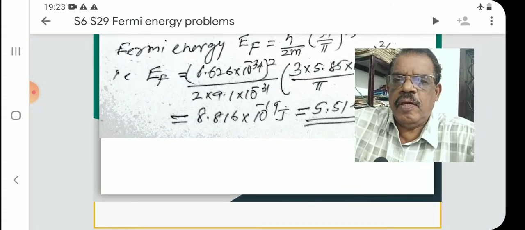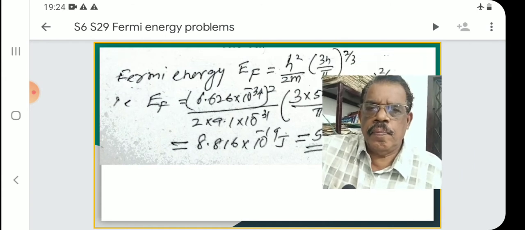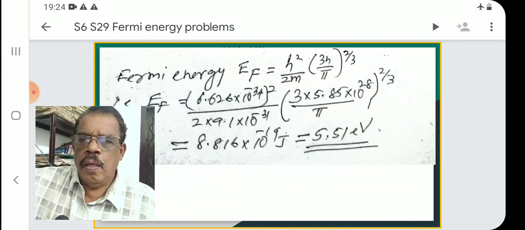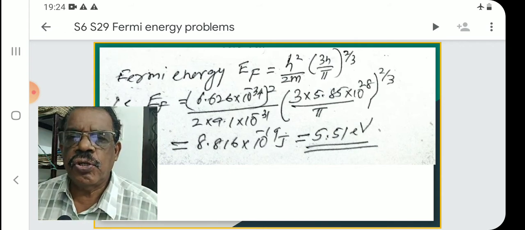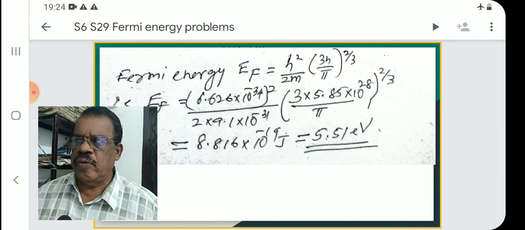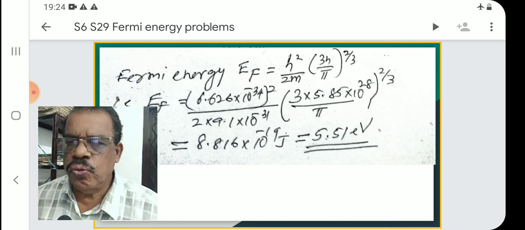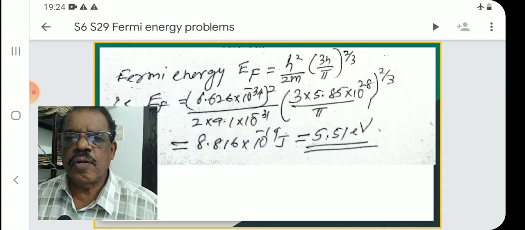Next is Fermi energy. For that we use the equation: Fermi energy EF is equal to h square by 2m into (3n by pi) raised to 2 by 3. The power is 2 by 3, you understand. You have to do it by calculator.